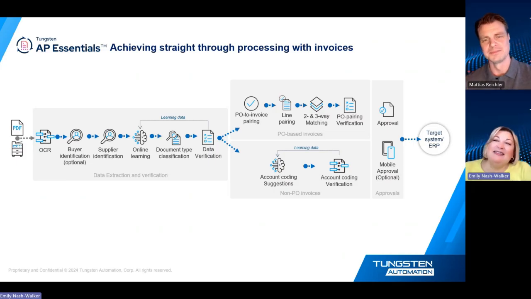So in summary, what we really want to emphasize is that straight through processing in AP Essentials is absolutely possible and very doable. The keys to this are focusing on the OCR accuracy in data extraction and verification, and then making sure that you have as much data as possible available when you do any two or three-way matching upfront or any non-PO invoice processing in AP Essentials.